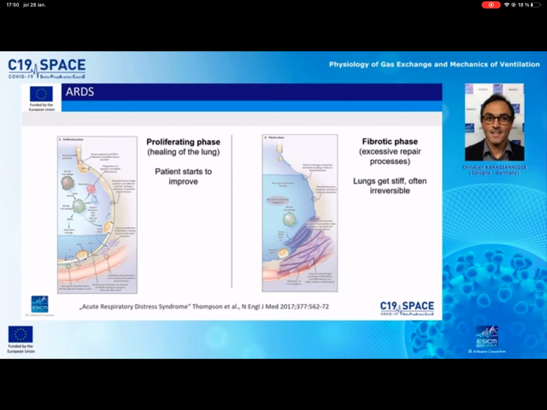In some patients, and particularly you see that in the COVID-19 patient, you have a fibrotic phase with excessive repair processes, and as a result, the lung gets stiff, and this is very often not reversible and only sometimes responds to steroids in the later phase.